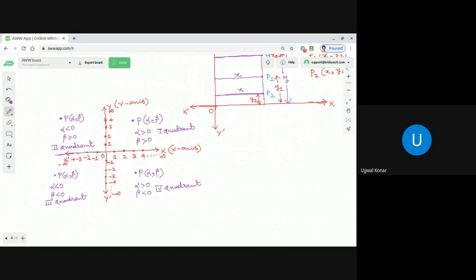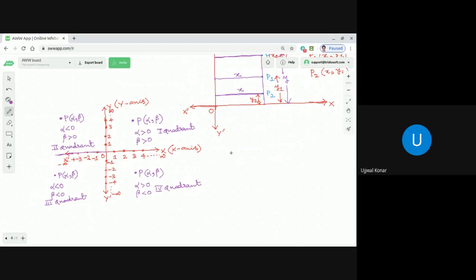So in the first quadrant, I'll give an example. Before that, let me conclude this. After that, I will give an example. In the first quadrant, both x and y coordinates are positive. In the second quadrant, the x coordinate is negative and the y coordinate is positive. In the third quadrant, the x coordinate is negative and the y coordinate is negative. And in the fourth quadrant, the x coordinate is positive but the y coordinate is negative. Clear, dear students?